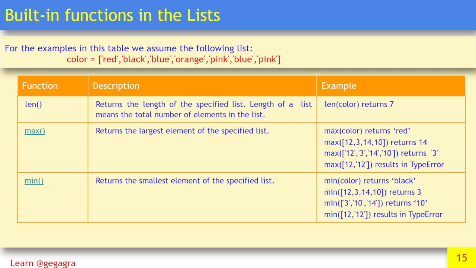And when I take max of integer 12 and string 12, it results in a type error. Why a type error? Because the greater than sign cannot compare a string and an integer. You cannot compare integer 12 with string 12, and that is why it raises the type error. So let's move to the Colab where I can show you this.